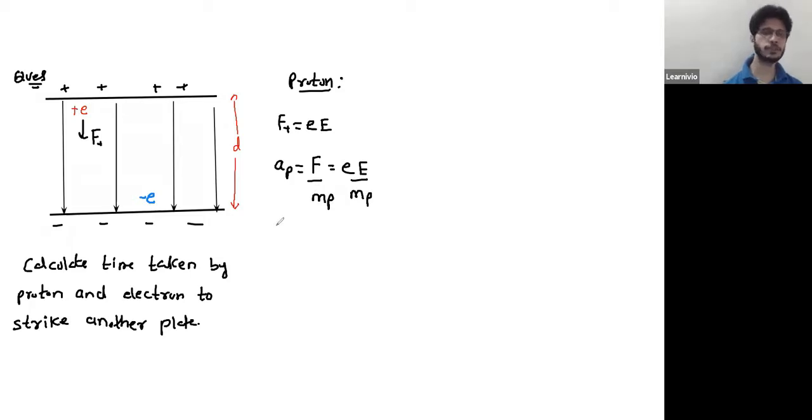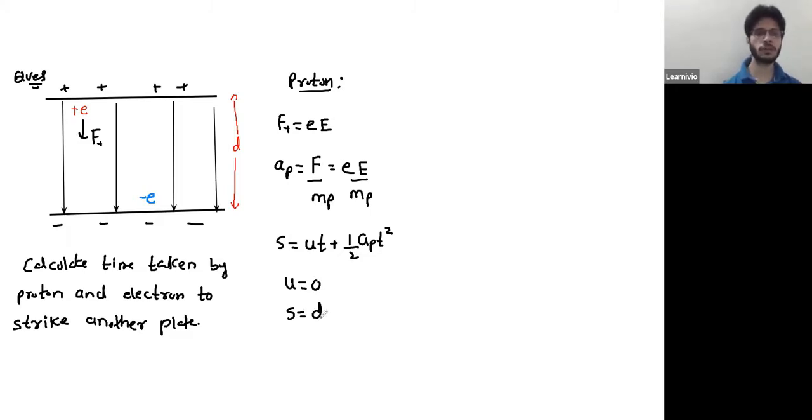This is acceleration. Next, to calculate time, you can use this equation. S is ut plus half proton acceleration into time square. Proton was initially at rest when it was placed over this point. It was initially at rest before application of electric field. So you can say that initial velocity of the proton is 0. I'm repeating again. Before the application of electric field, your proton was at rest. So the initial velocity of the proton is 0. So can you just tell me the displacement that proton has to cover to strike the other plate?